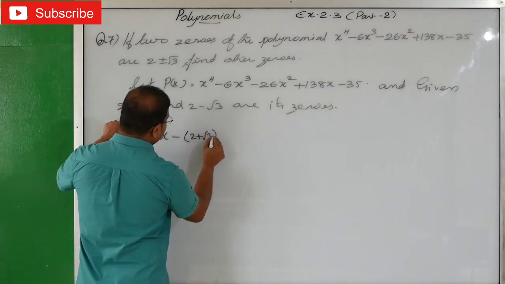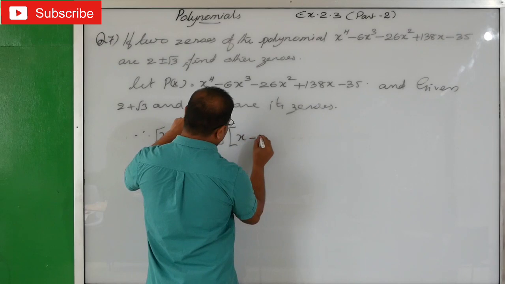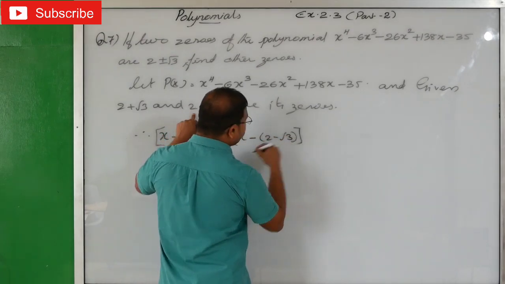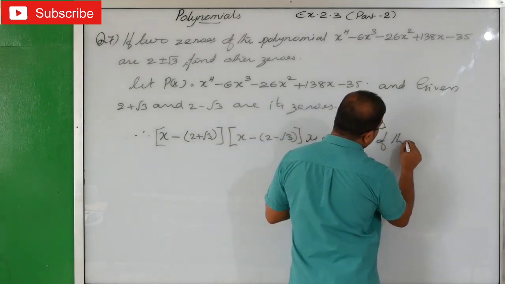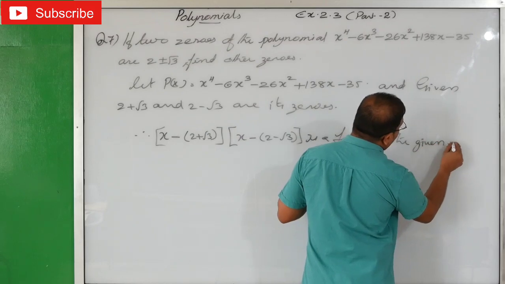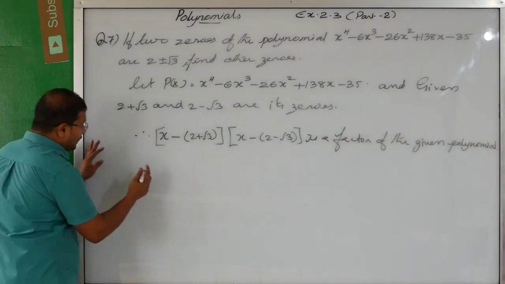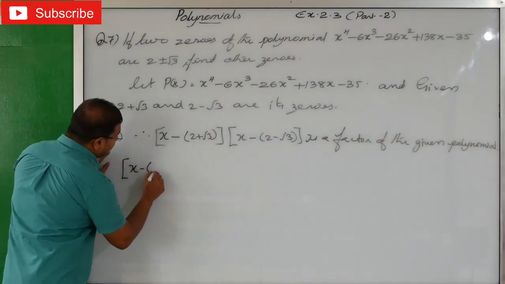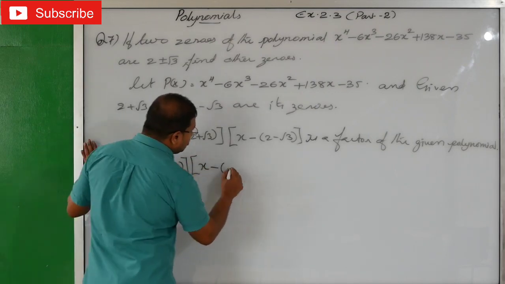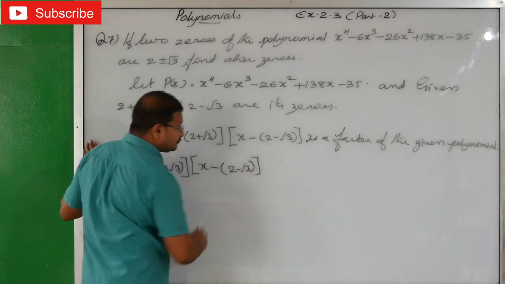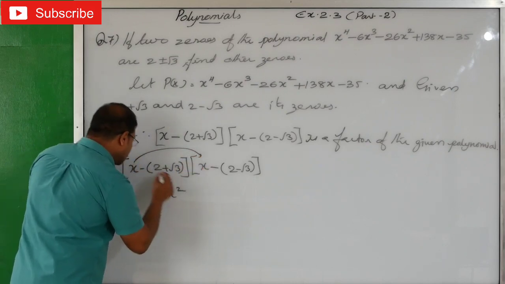2 plus root 3, into x minus second root, what is that? x minus 2 minus root 3 is a factor of the given polynomial. Ready? Now these two will multiply. x minus 2 plus root 3 into x minus 2 minus root 3 equals these two, x into x, x square, and these two.